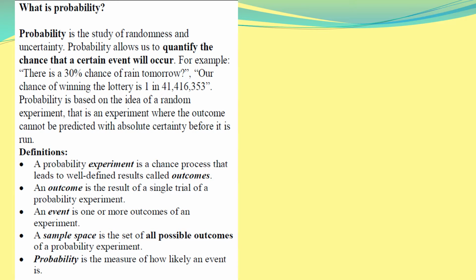Let's look at some definitions. A probability experiment is a chance process that leads to well-defined results called outcomes. An outcome is the result of a single trial of a probability experiment. An event is one or more outcomes of an experiment. A sample space is the set of all possible outcomes of a probability experiment, and probability is the measure of how likely an event is.